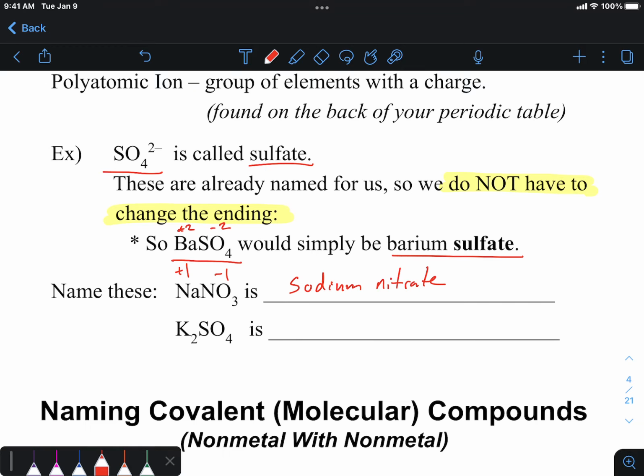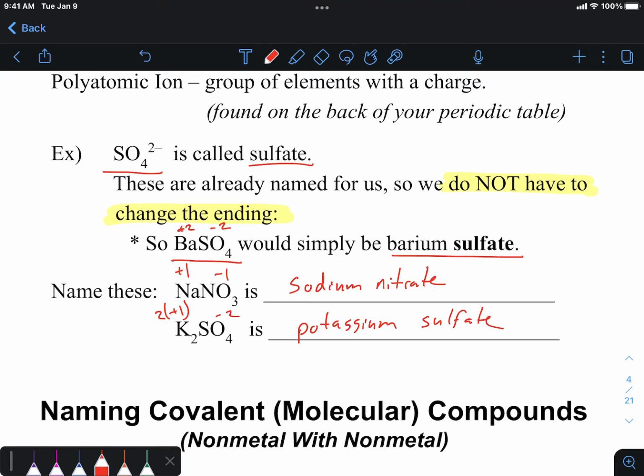So what's the next one? If SO4 is sulfate, the charge on sulfate is -2. The charge on potassium is +1, and there's 2 of them, so the charges make sense. Does potassium have more than one charge? No. So no Roman numeral. So this is simply potassium sulfate.